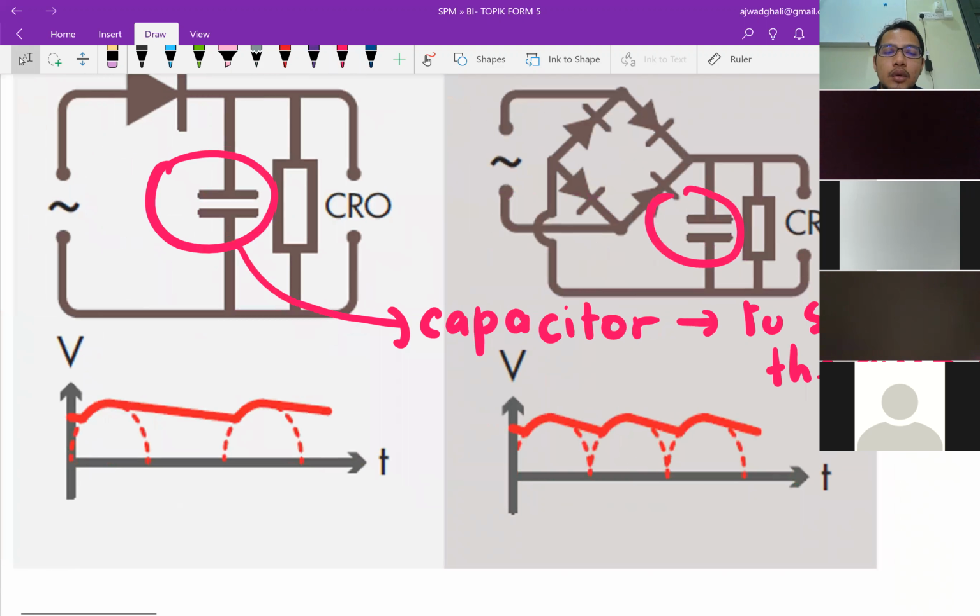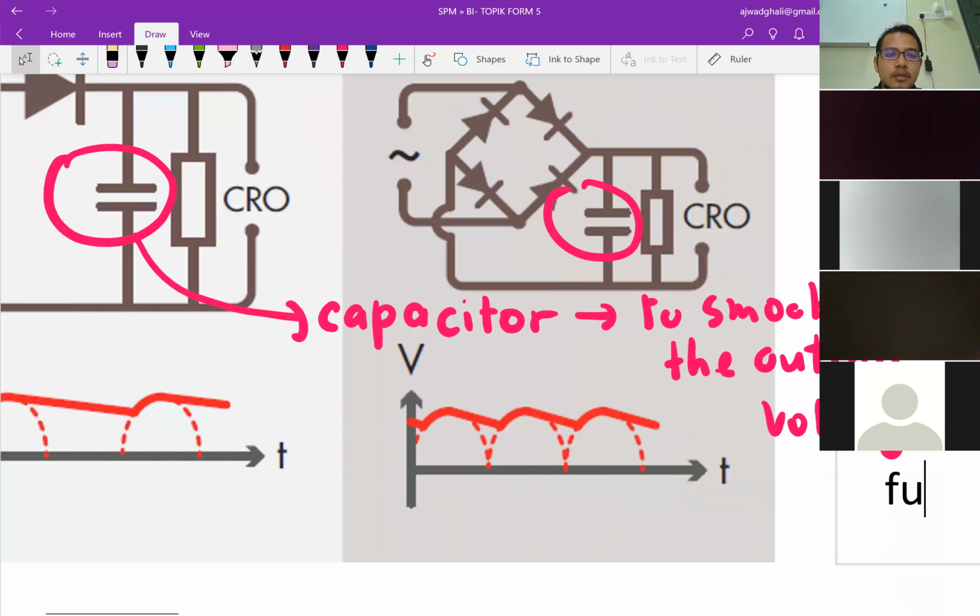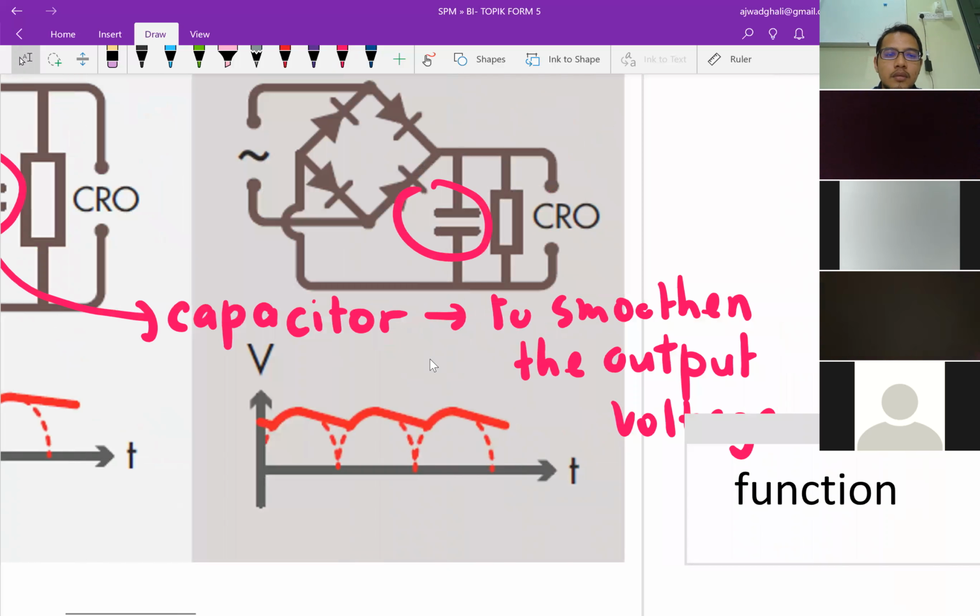So the function of a capacitor alone is to store charge. Okay, that's the function of a capacitor. If you put the capacitor in a rectifier, the function is to smoothen the circuit.